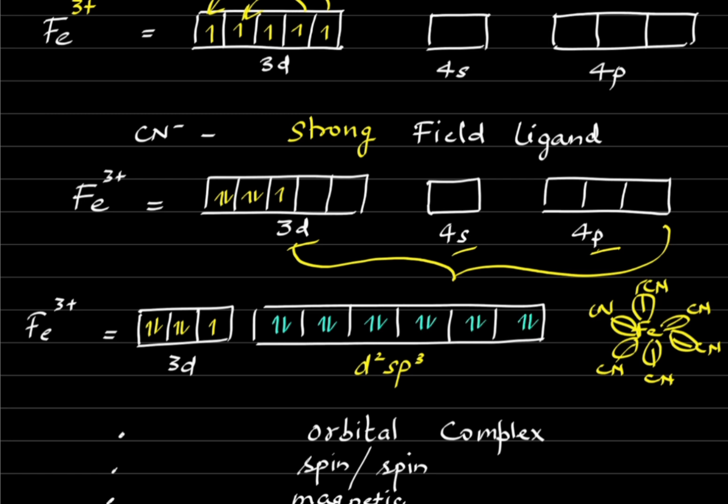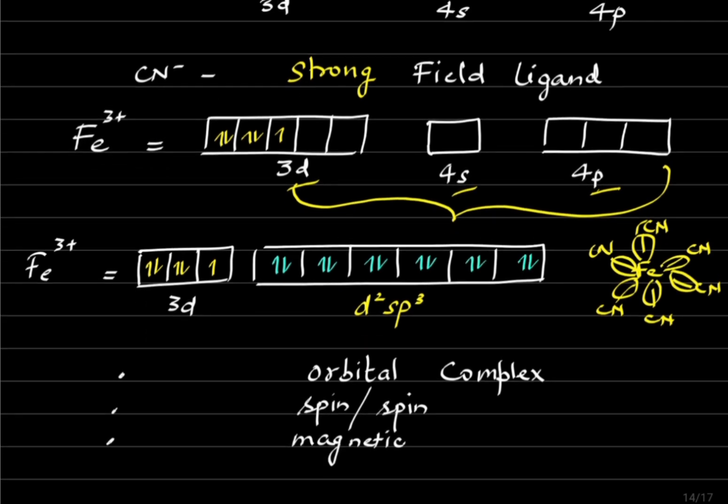Now there's some terminology we use with coordination complexes. Let's see. So this kind of complex uses inner d orbitals. See, we have 3d orbitals and we have 4d orbitals. But in this complex, 3d orbitals were used for hybridization because of the strong field ligand which could cause pairing of electrons. So in such complexes, because 3d orbital or inner orbitals were used, we call them inner orbital complex.